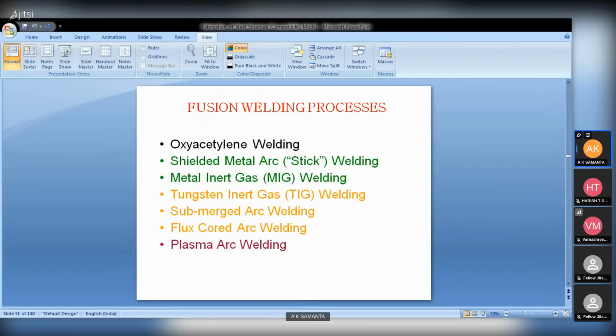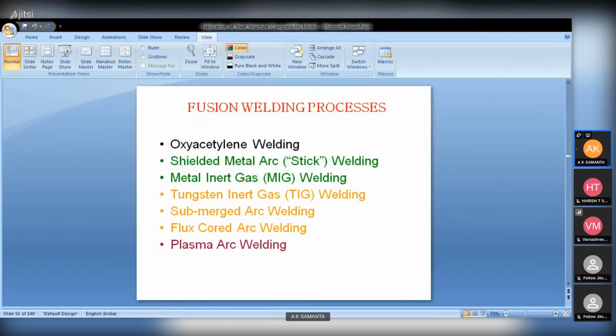Now, fusion welding processes. Normally, for structural application, these seven types of welding are applicable. Exactly, the total welding processes are more than 100 types, out of which, for structural application, we have only these 7 types of welding.